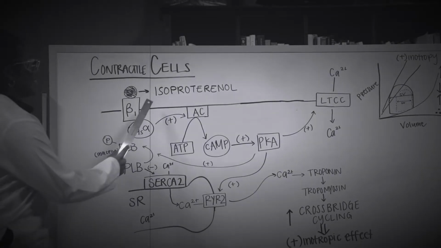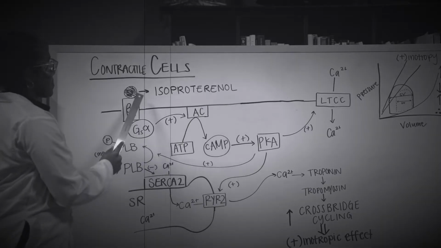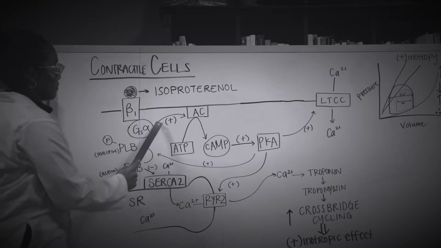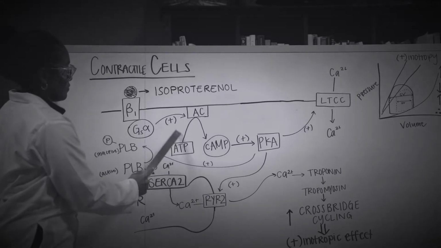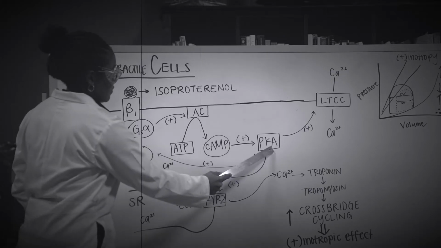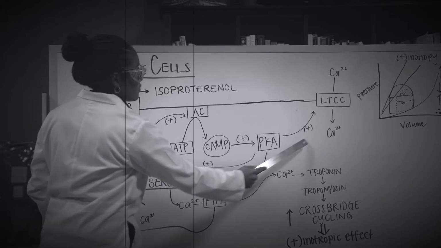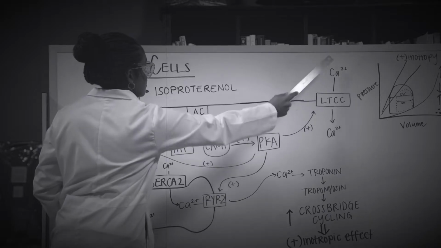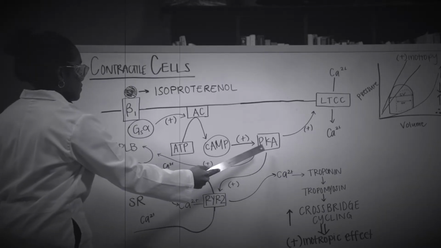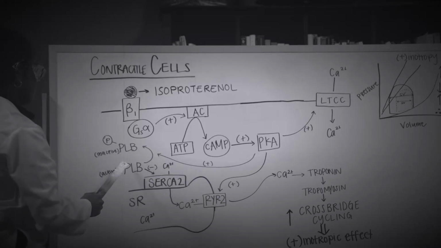In contractile cells, isoproterenol binds to a beta-1 receptor. The GS-alpha subunit activates adenylyl cyclase. ATP is converted to cyclic AMP. Cyclic AMP then activates PKA. PKA then activates LTCCs, allowing for an influx of calcium into the cell. PKA then phosphorylates phospholamban and inactivates it.